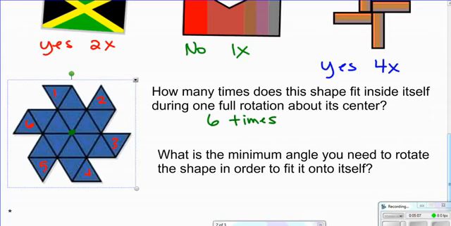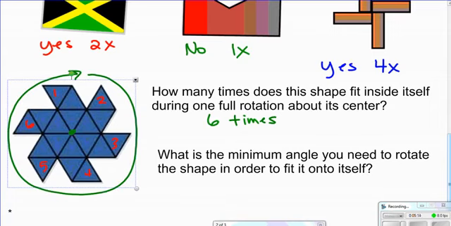And then it says, what is the minimum angle? Well, if I turn it in a complete circle, it goes 360 degrees, and I moved it 6 times. So each of those 6 times is going to be an equal angle. So 360 degrees divided by the 6 times will give me the minimum angle, and it's 60 degrees. So every time I turn it 60 degrees, it will repeat the starting shape.